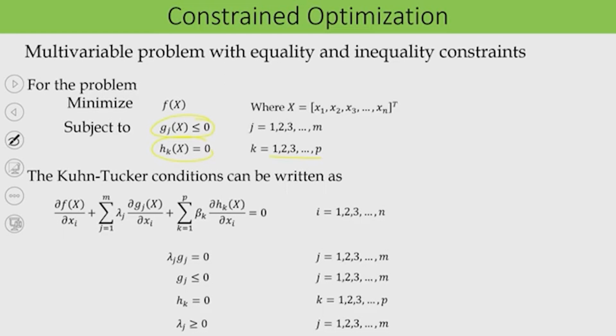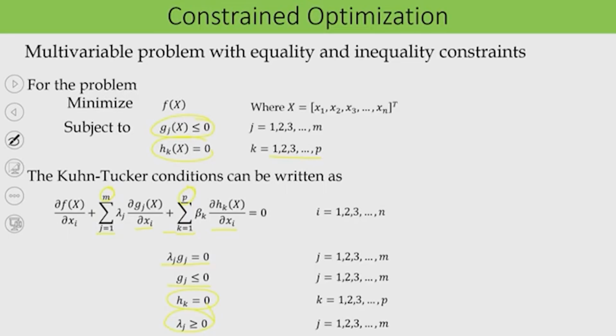So, here this is del f by del xi, j equal to 1 to m. This is your inequality constraint, lambda j del g by del xi, plus k equal to 1 to p, these are the equality constraint, beta k del h k by del xi, which is equal to 0. Then lambda j gj equal to 0, gj is less than equal to 0, and hk, that is the equality constraint, equal to 0, and lambda should be positive. Okay. So, lambda should be positive.